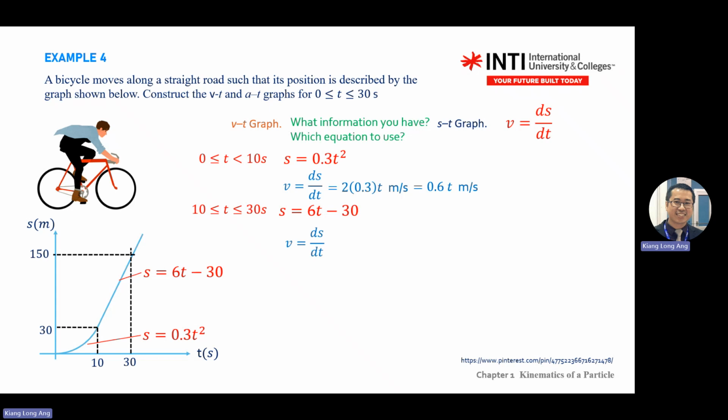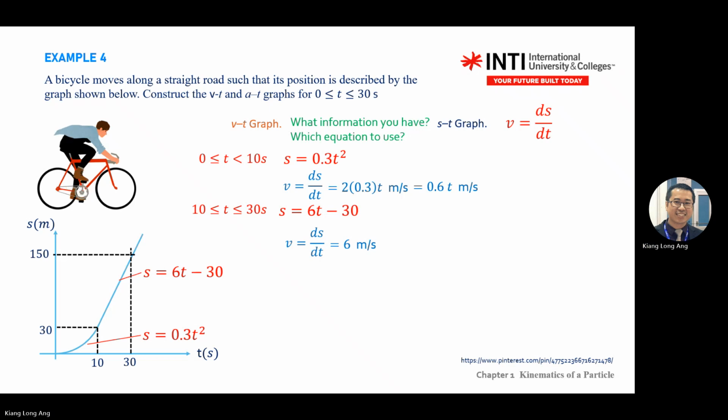So you do the same for the second slot, 10 to 30. Also time differential. Why? Because the objective is to derive the v-t graph. You do the same. Differentiate this one, you get 6. A full number, or constant value, you differentiate, you get 0. Okay. So you have two numbers. How do you plot this number? Sometimes I see students stand there. They don't know what to do with the constant number.